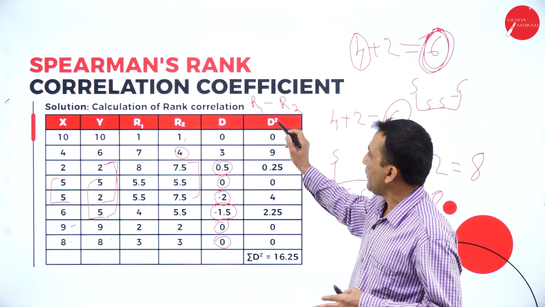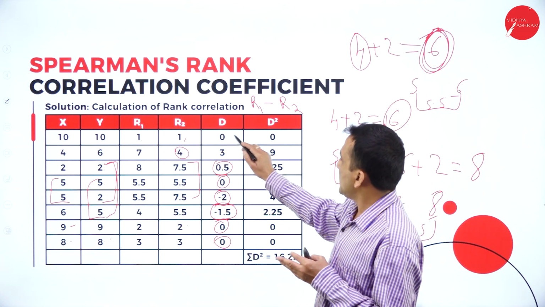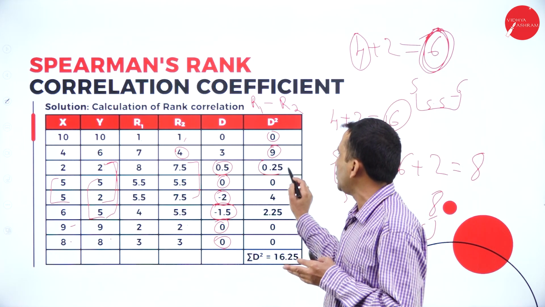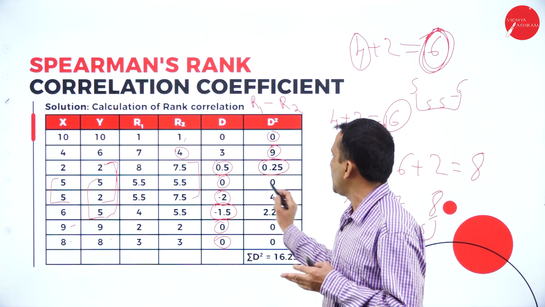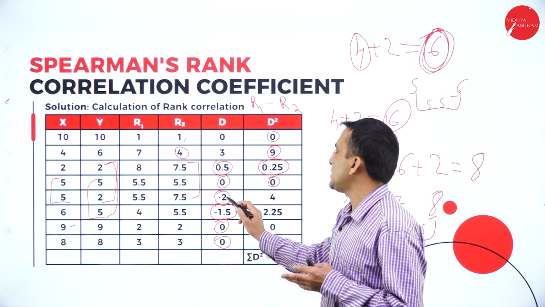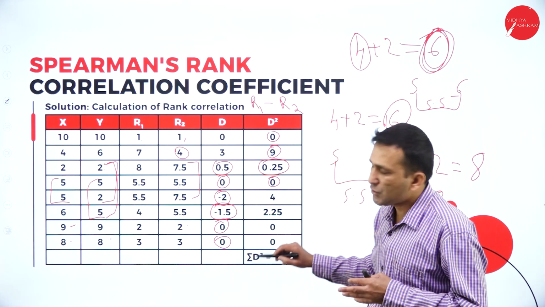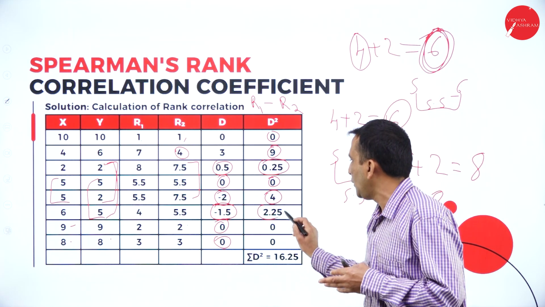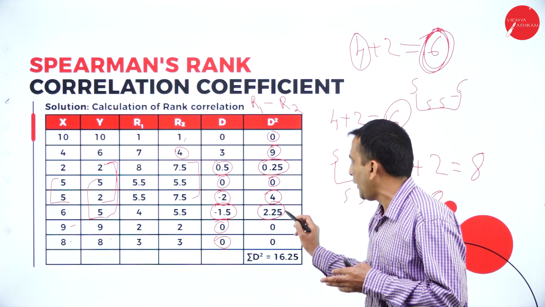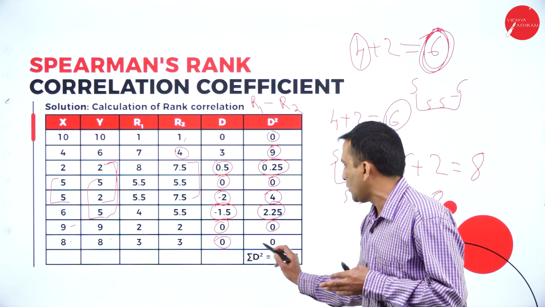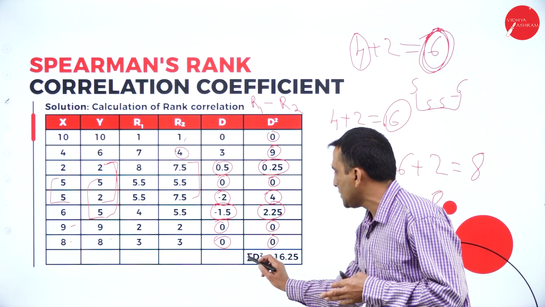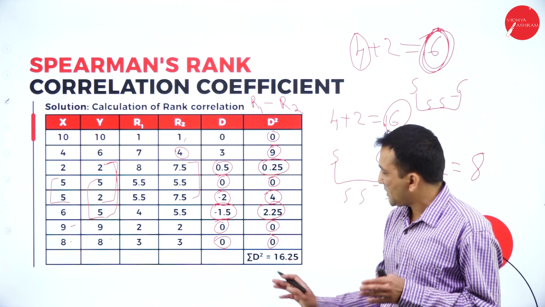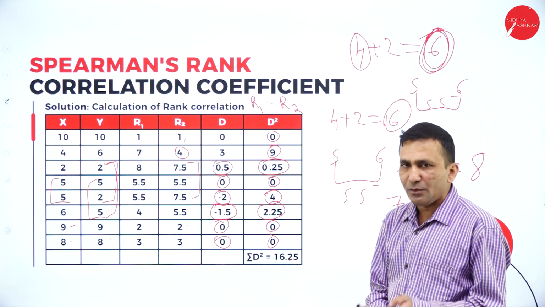Now immediately we are trying to do D square. 0 into 0, 0; 3 into 3, 9; 0.5 into 0.5, 0.25; 0 squared, 0; minus 2 into minus 2, 4; minus 1.5 into minus 1.5, 2.25; 0 squared, 0. If you take the summation, sigma D square is 16.25. So whatever the formula needs, we got the value 16.25.